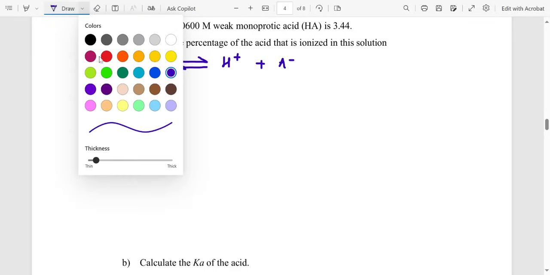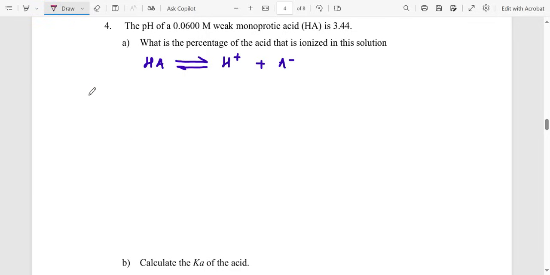So using the ICE table, the initial concentration of the acid is 0.06. Initially, you don't have any product, so 0 and 0. The change in concentration, this is going to be negative x. This is going to be the product, remember the gain, so positive x and positive x. At equilibrium, the concentration is going to be 0.06 minus x. This one is going to be x. This one is going to be x.